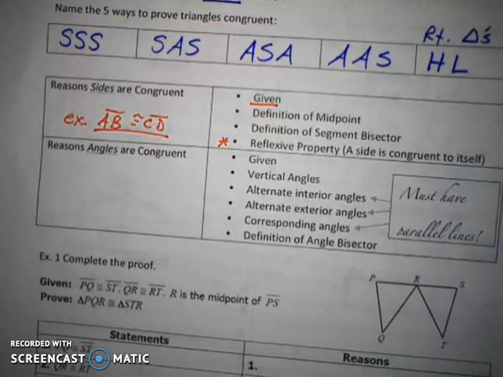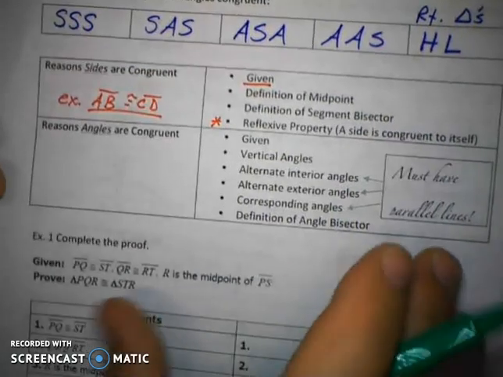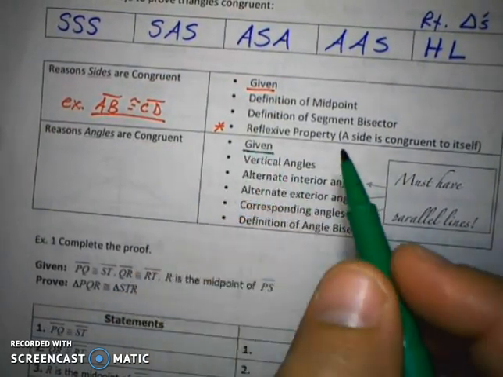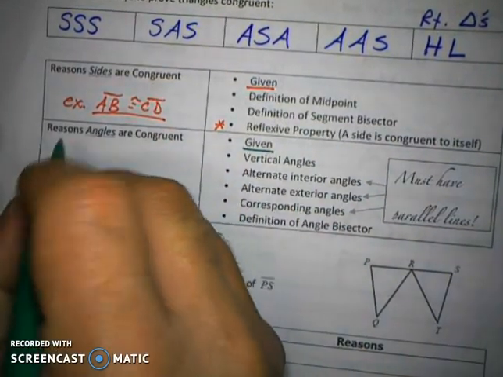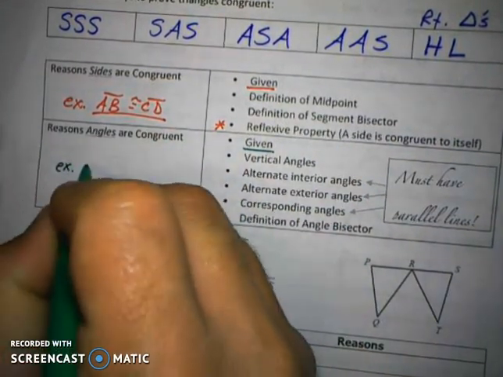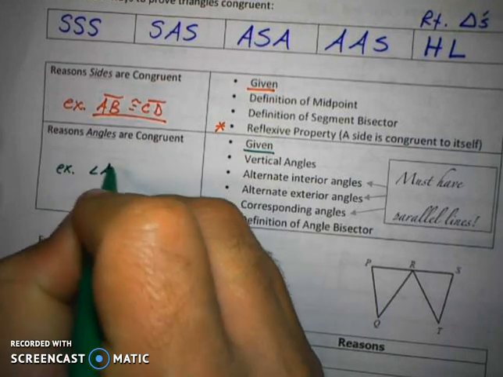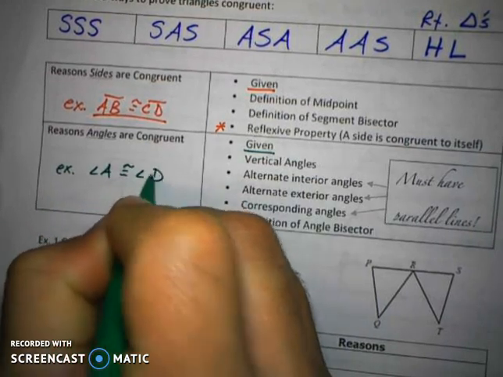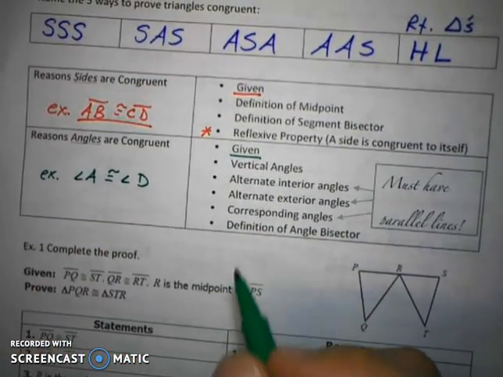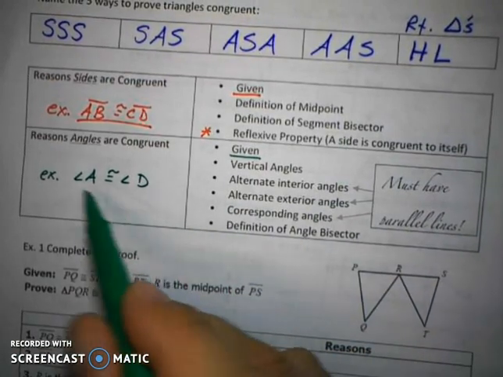Now, to show that angles are congruent, we have some more options. All right. Again, if it's given to you that you have congruent angles, that would be possible. We might see an example like this to show that angles are congruent. Angle A congruent to angle D. Okay, just on some triangle. But that's how that statement would look.